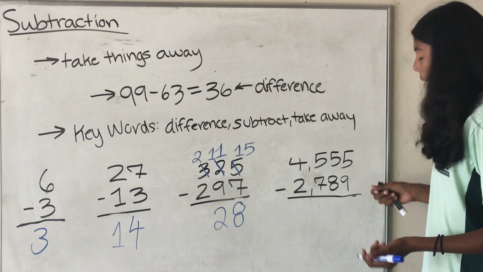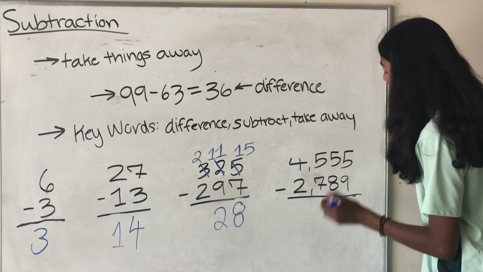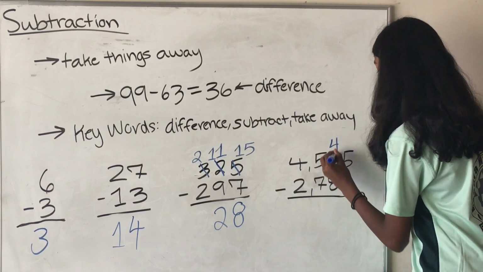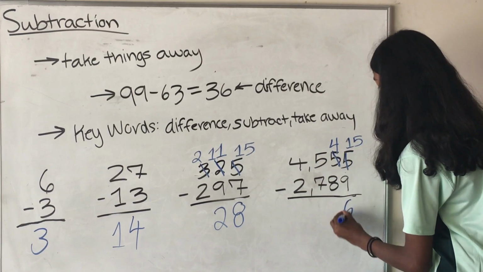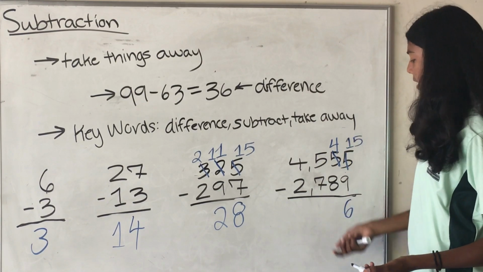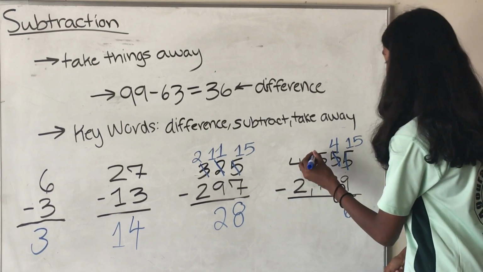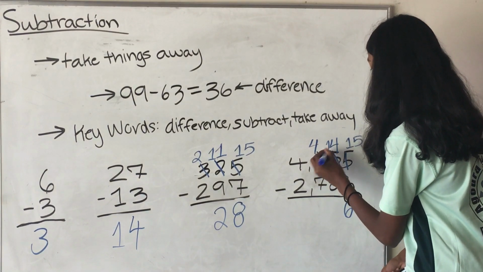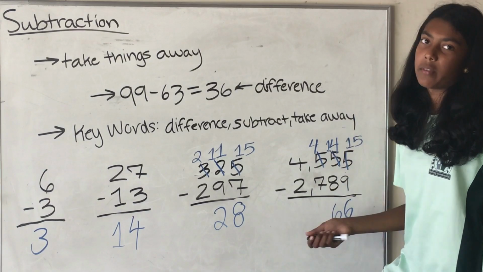So 5 minus 9, we can't do that because 5 is clearly less than 9. So we're going to cross out this 5, make it a 4, make this 5 a 15. 15 minus 9 is 6. Now 4 minus 8. Once again, 4 is less than 8, so we can't do this. We're going to cross out this 5, make it a 4, and this 4 is going to become a 14. 14 minus 8 is 6, and then 4 minus 7.